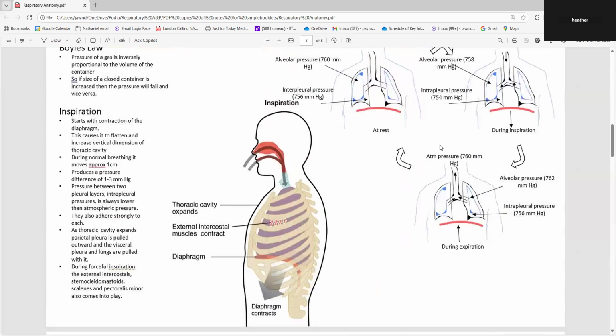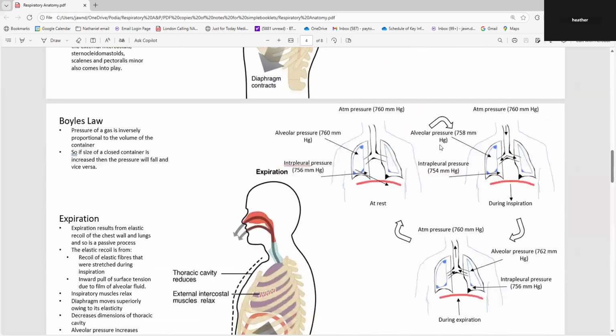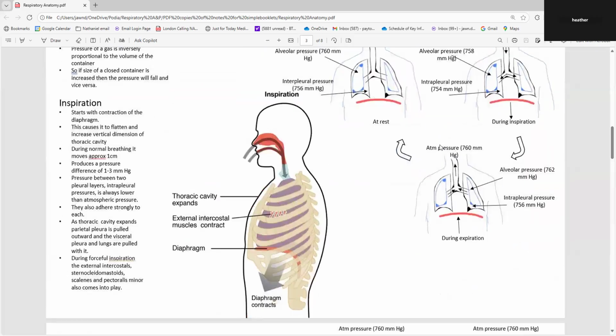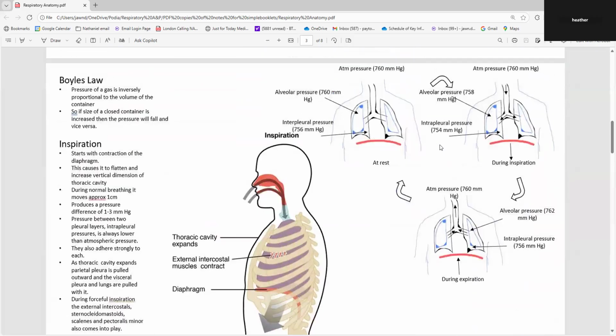Right. So let's just talk quickly about, and let's start with inspiration. What happens when you breathe in? This is quite important because one of the things you need to realize is that we breathe in using something called negative pressure ventilation, whereas our ventilators help our patients breathe using positive pressure ventilation. So what do I mean by that?